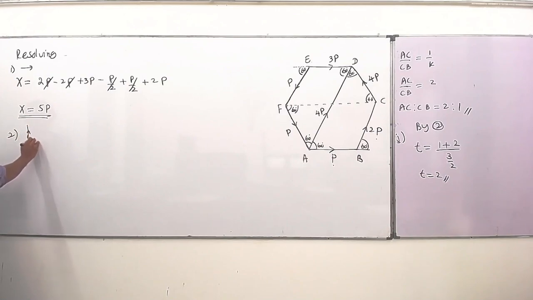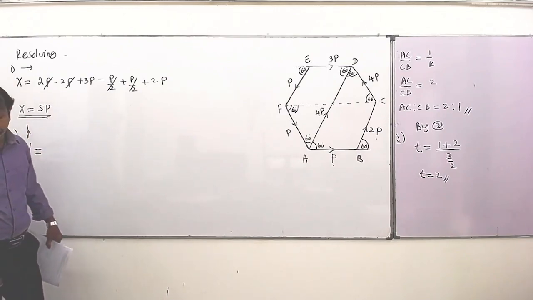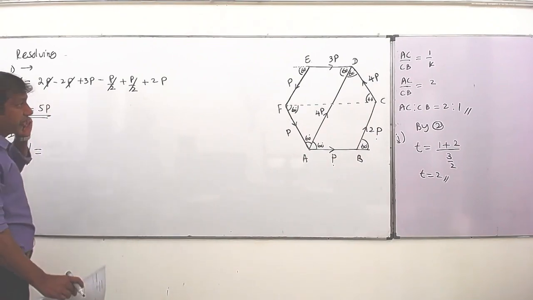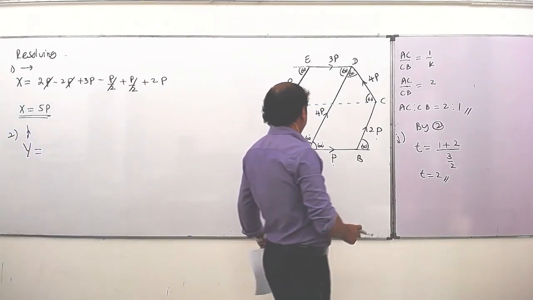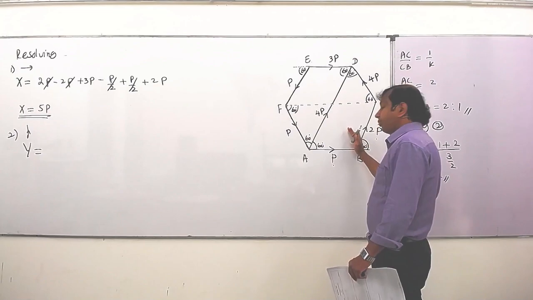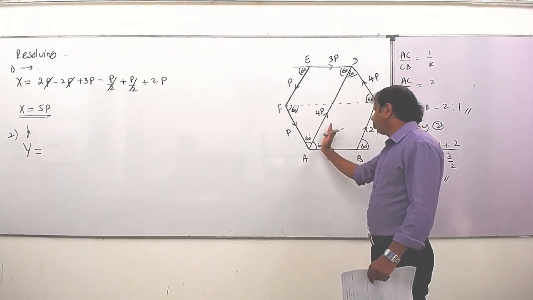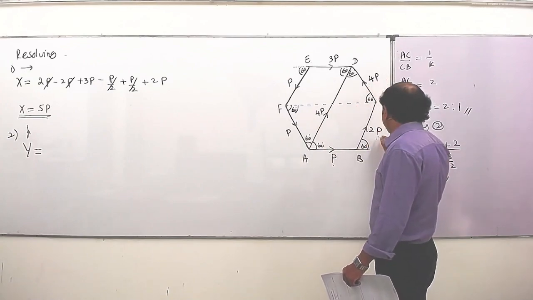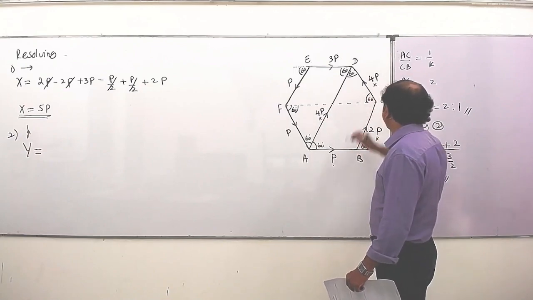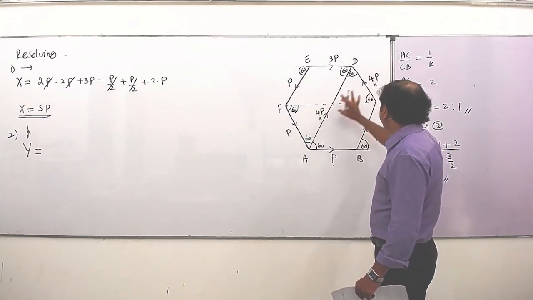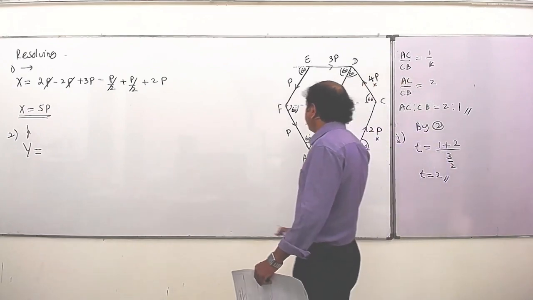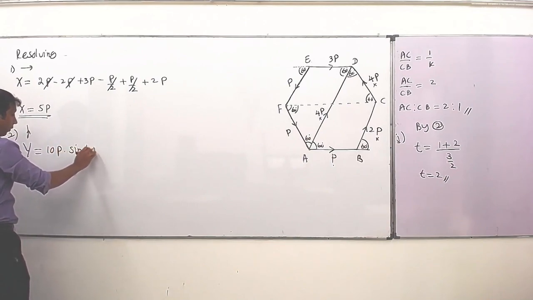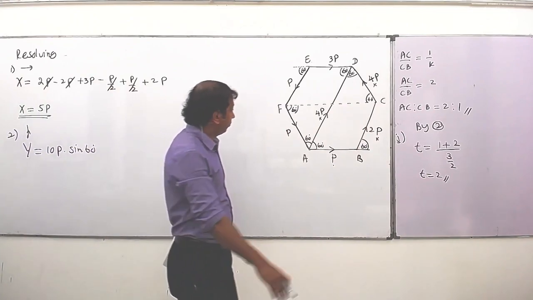Secondly, we will resolve vertically. Take it as Y, algebraic sum. Right. So then what do you get? Vertical process. We'll take here 2P sine 60 here, 4P sine 60 here, 4P sine 60 here. Right. Then this, this, this. 2P, 4P, 4P. Then we get 10P sine 60 upwards by that process. These two we considered.